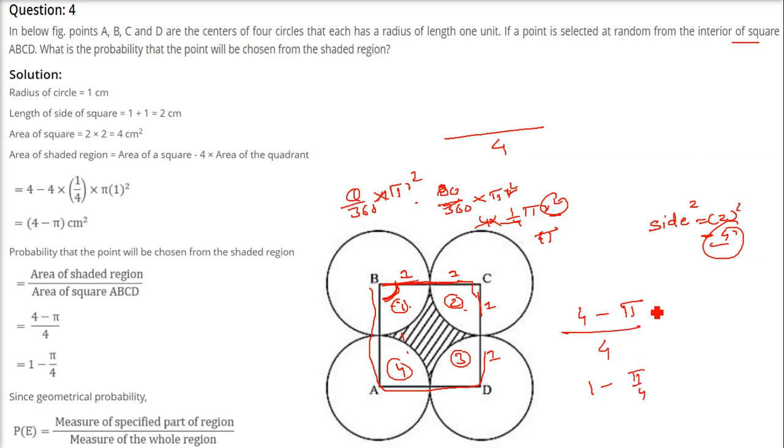This is the measure of the specific part of the region over the measure of the whole region. This is the geometric probability.